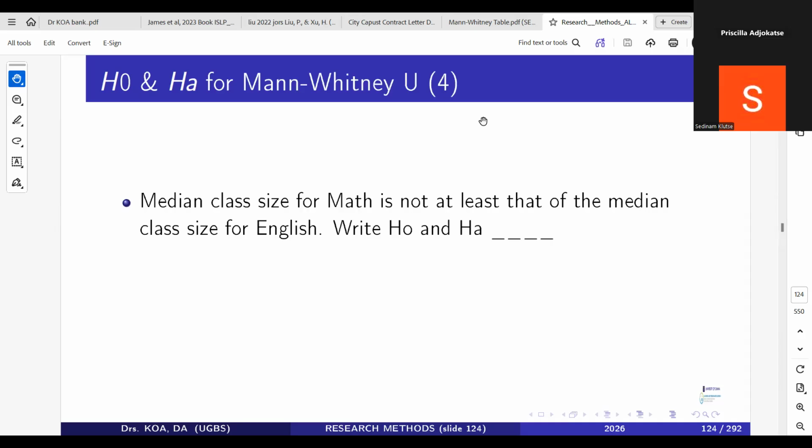Okay, so Prof, please, the null hypothesis, M1 is greater than or equal to M2. And for the alternative hypothesis, M1 is less than M2. Say it again. For the null hypothesis, M1 is greater than or equal to M2. And for the alternative hypothesis, M1 is less than M2. Excellent. 2 marks. Very good.